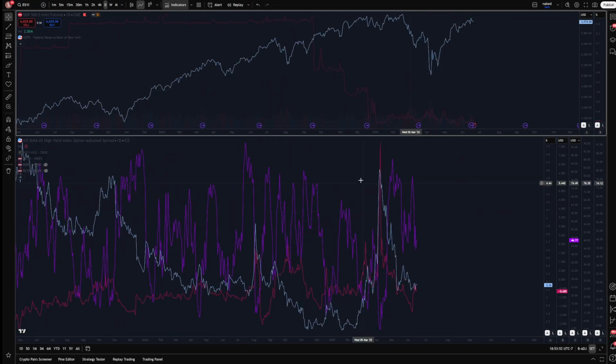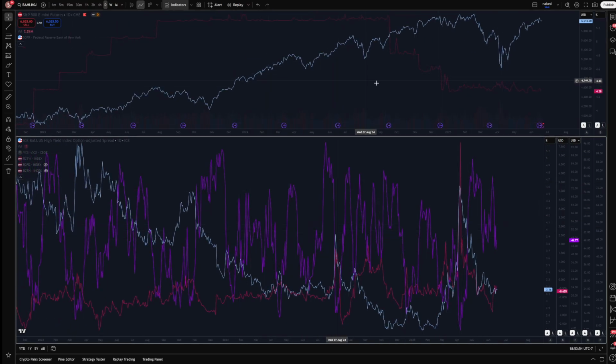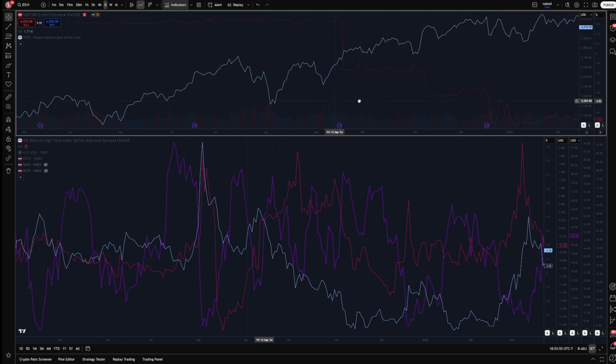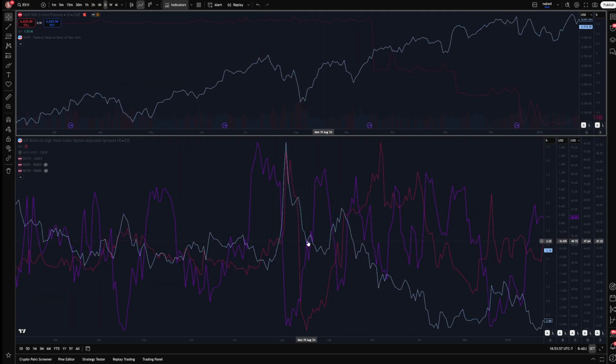Anyway, where were we? We looked at Liberation Day and it was like, wow, that would have been perfect. And then we looked at the yen carry trade and we were like, wow, this would have been perfect.